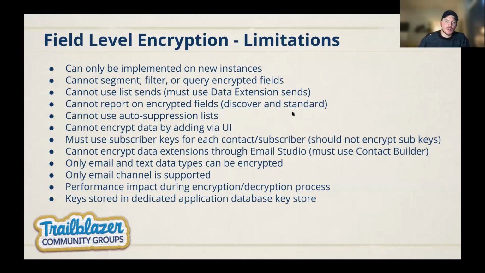Can't use list sends, you must use data extensions, can't report on encrypted fields, both for Discover reports and standard reports. Let's see, what are the most important ones here, knowing that we're fighting time, which is normally the battle. Only email and text data types can be encrypted. So birth date might be an example where an organization might come back and say, hey, we want birth date encrypted. You can only encrypt email and text data types. So it's just something to keep in mind for what you can encrypt using field level encryption.